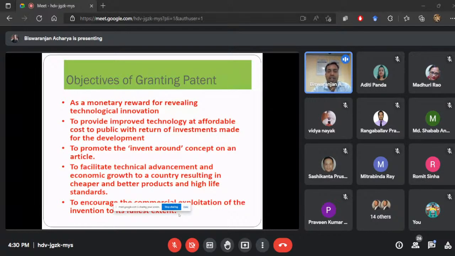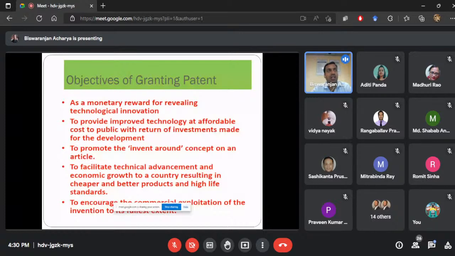To facilitate technical advancement and economic growth of a country, resulting in cheaper and better products and a higher standard of living. To encourage commercial evaluation of the invention, and financial benefit to the inventor.